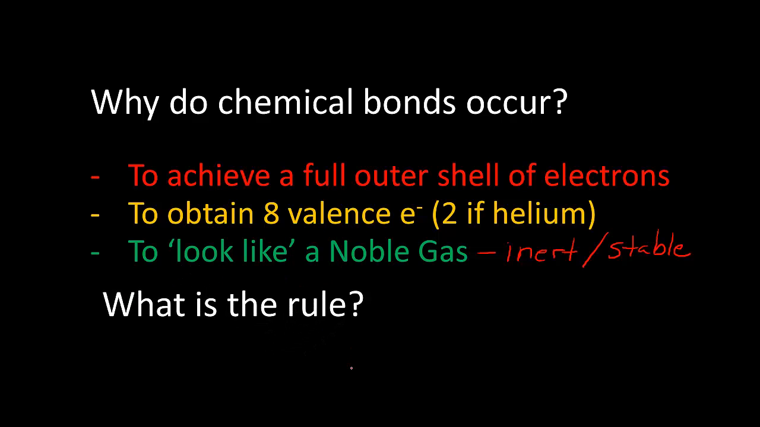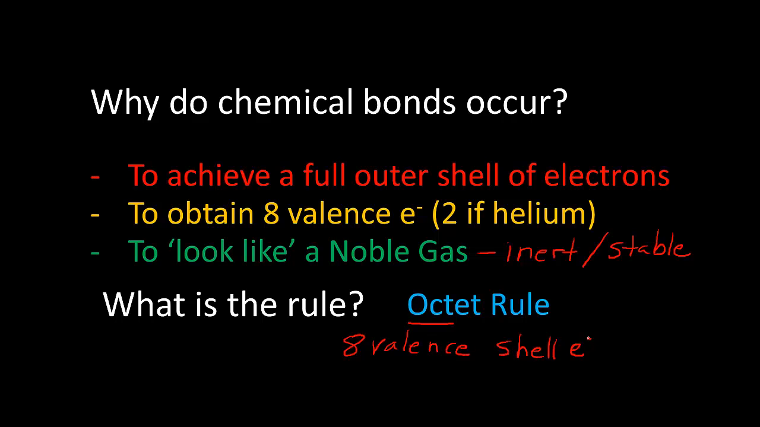What is the rule? The rule is the octet rule. Oct means 8, like an octopus has 8 legs. An octagon has 8 sides. You'd think that October would be the 8th month, but it isn't, so I don't know what the deal is with October. But octet rule means it has 8 valence shell electrons, or 8 electrons in its outer energy level.